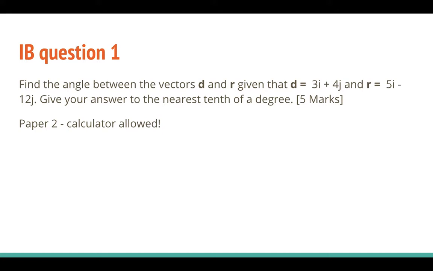So for the first IB question, I'm gonna ask you to find the angle between the vectors D and R, given that D equals 3i plus 4j and R equals 5i minus 12j. I want you to give your answer to the nearest tenth of a degree, and you can use a calculator since it's paper 2. 5 marks in the question. If you want to pause the video now, I'll let you do that.